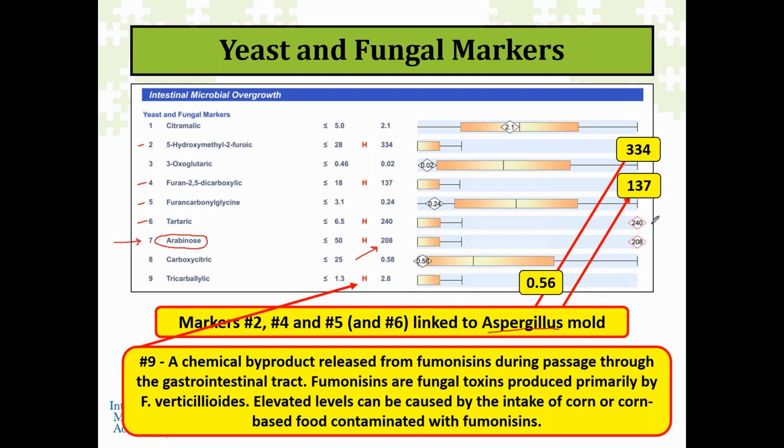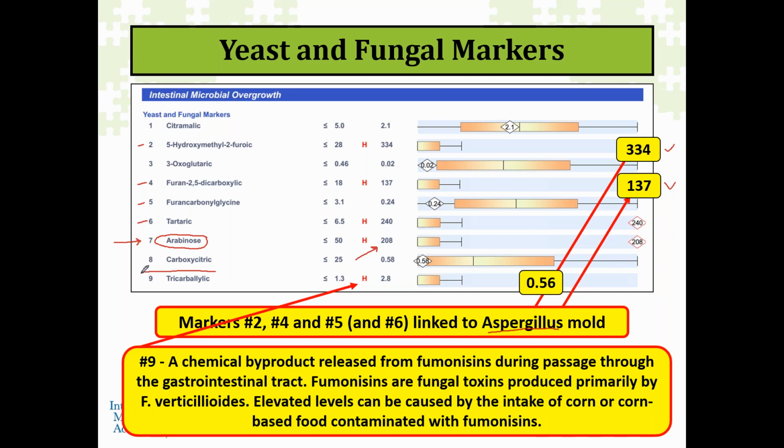A negative test, meaning you do an organic acid test and these Aspergillus markers are normal, doesn't mean that the patient couldn't have been exposed to Aspergillus. They still could have exposure. It's just manifesting in a different way, which I'll talk about shortly. But in this particular person, we can see we've got very high levels of these Aspergillus markers. So they have an overgrowth of Aspergillus mold in the gut.